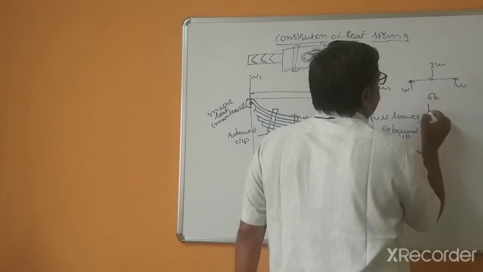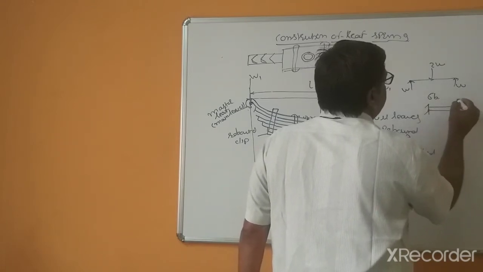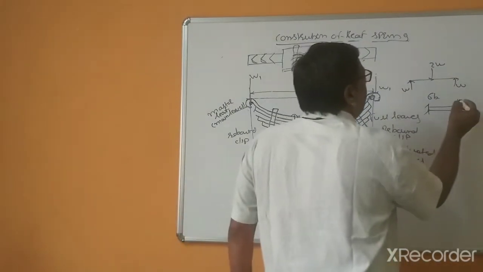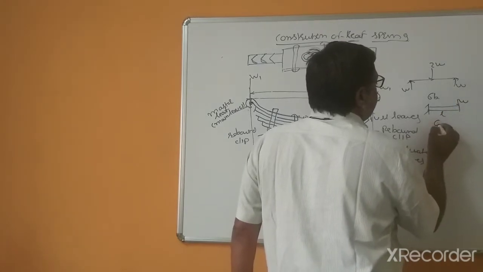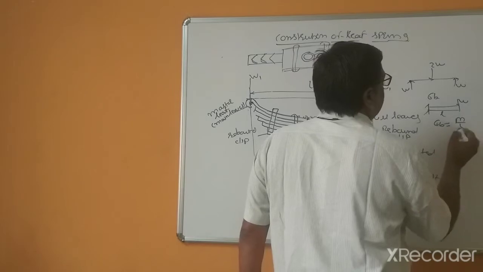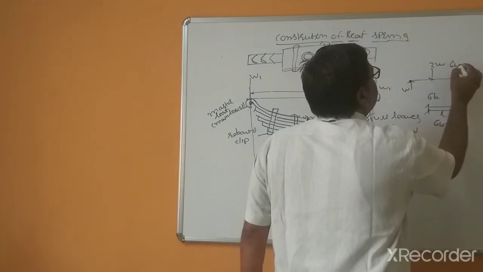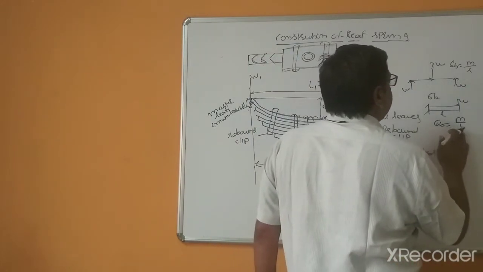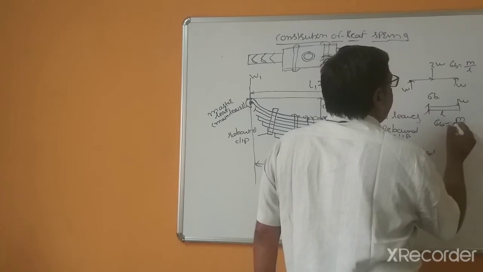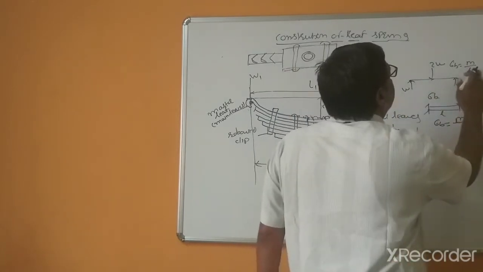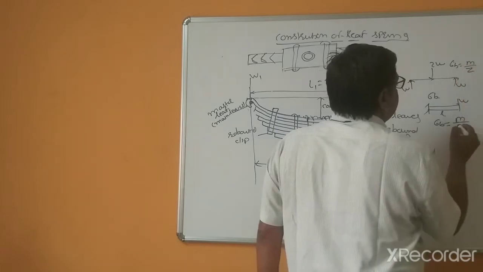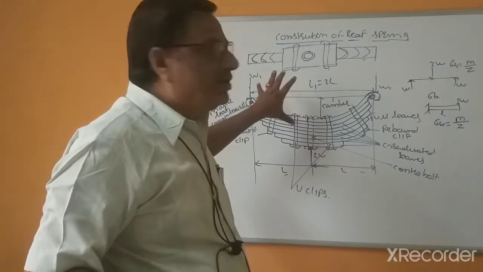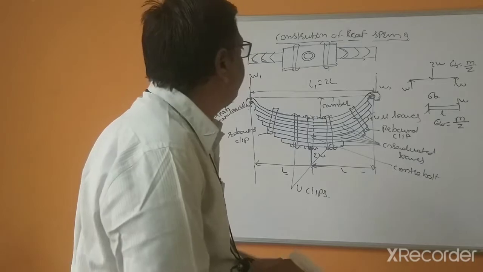And if we consider the one end fixed and a load on the other, and the length equal to Ls, the bending stress equals M into Ls. Here also bending stress equals M divided by the section modulus. We will see that during the design process. So this is the construction of a leaf spring.